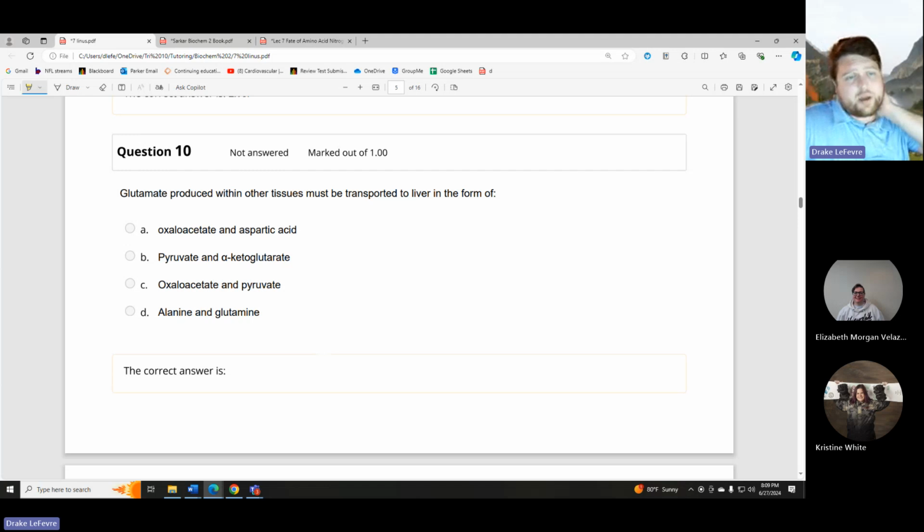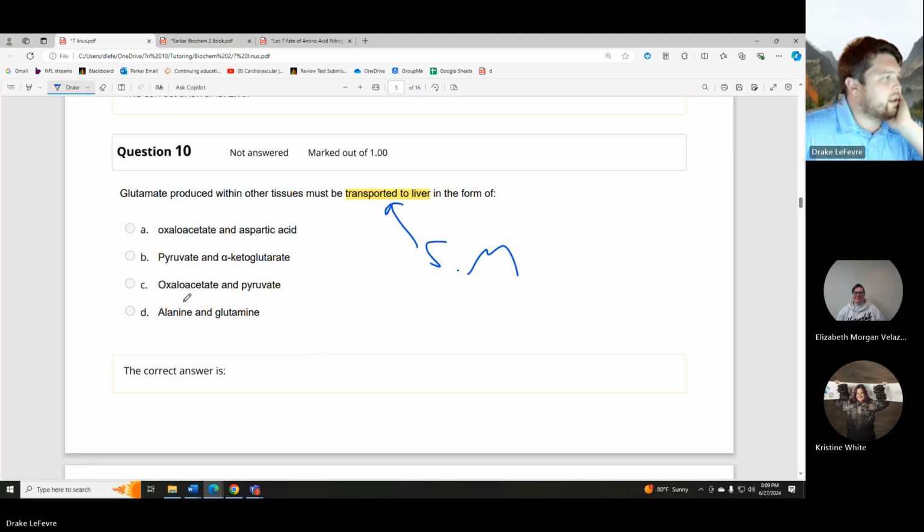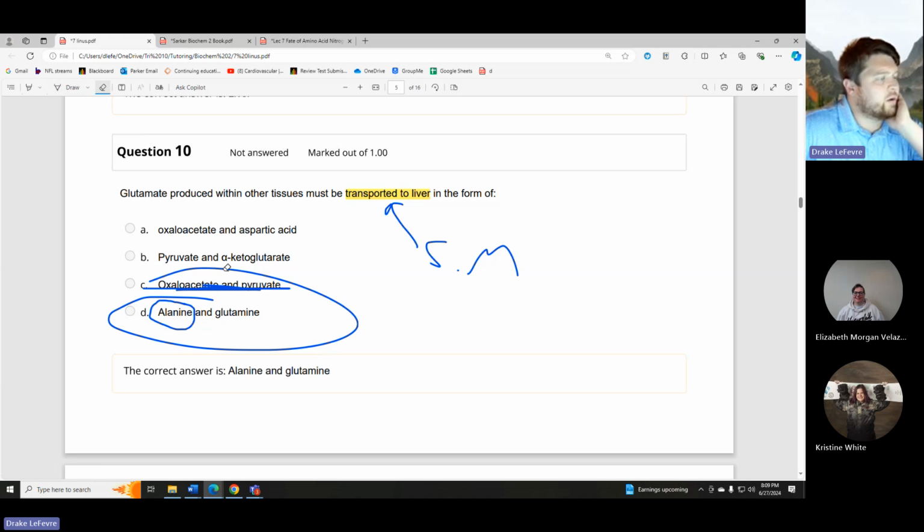Okay, so glutamate produced within other tissues must be transported to the liver in the form of which of the following? The transported to the liver, it's coming from our skeletal muscle. It's always going to be, yeah, our alanine. So alanine is the one. It's always coming in as alanine.